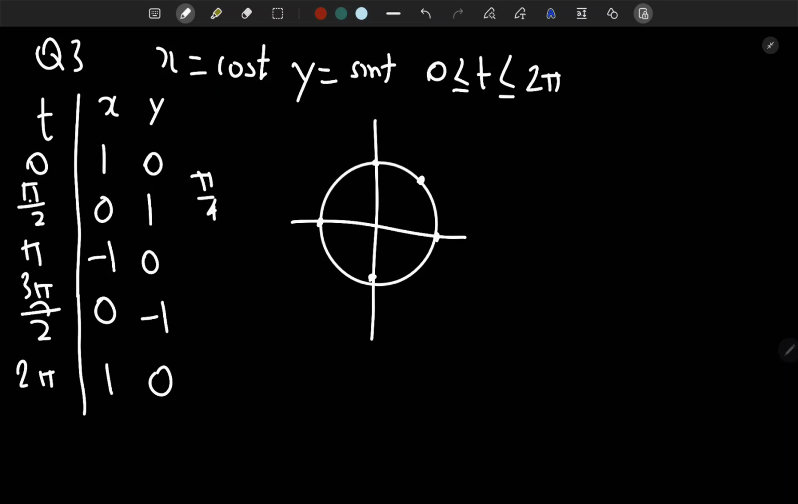Another easy way is that if you see this equation, we have x equal to cosine t, y equal to sine t, and if you recall the most basic trigonometric equation, sine squared t plus cosine squared t is equal to 1, and here we have y as sine t, so it's going to be y squared plus x squared is equal to 1, which basically proves that it is a circle.